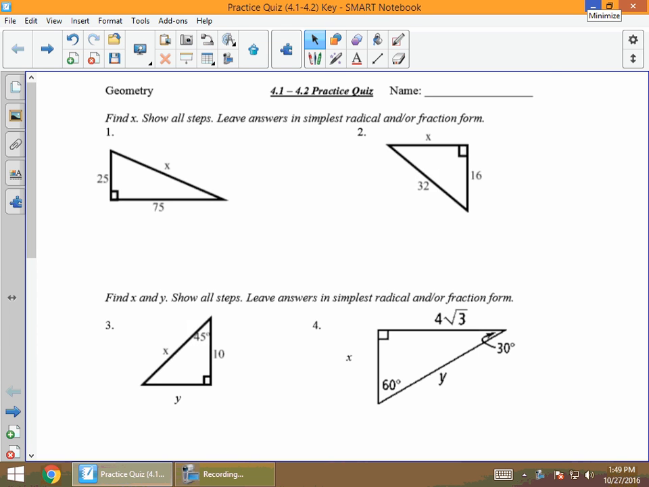Hey there, Geometry. Mr. Lamb here coming to you with the 4.1 and 4.2 practice quiz that you worked on today in class. This looks very much like your quiz for tomorrow. Every single type that you see on here will be covered on that quiz. The quiz is a little bit shorter.